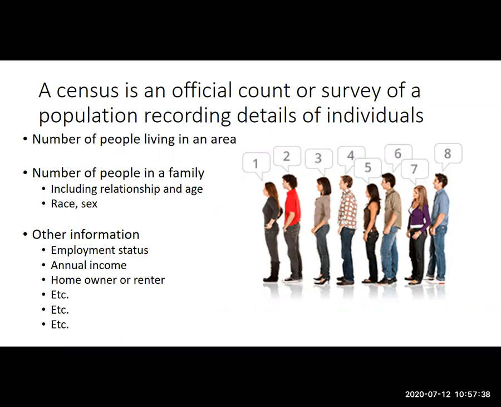And so what happens then is that the census goes through, counts the number of people living in the area, and tries to understand a little bit more about the family dynamics. And so it collects information about the number of people in a family, their relationships, their age, their race, and their sex. But more recently, they've added additional information to the census as well.